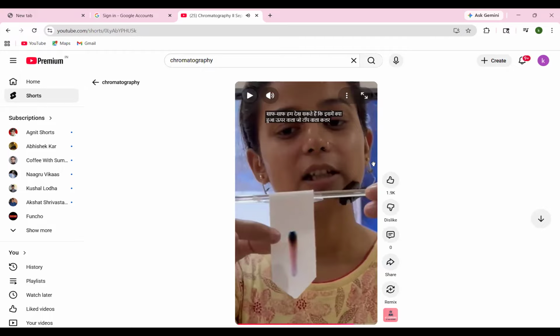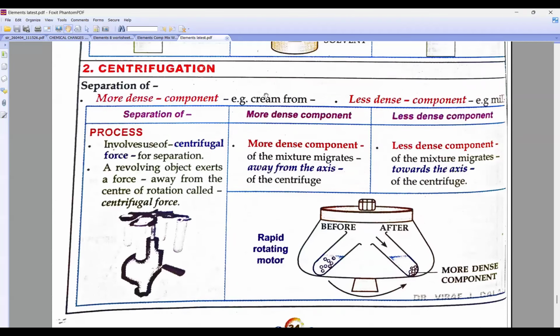Now look, milk and cream. How can we separate cream from milk? By centrifugation. In centrifugation, which force is involved? Centrifugal force. More dense will settle down. Less dense will remain at the top.